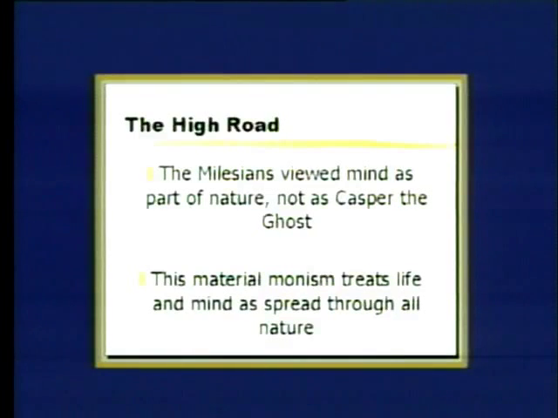If the weather and movements of the planets are predictable to some extent, then our behavior and our thoughts are predictable to some extent. The Milesians also believed that constant change or activity was the rule, and that we should seek out regularities in this apparent chaos.